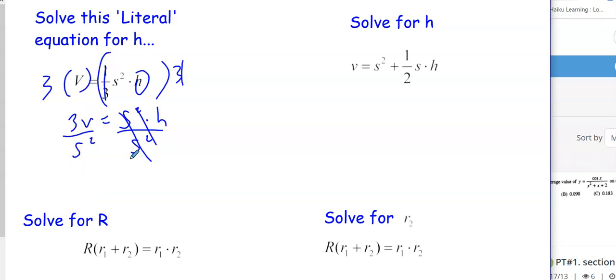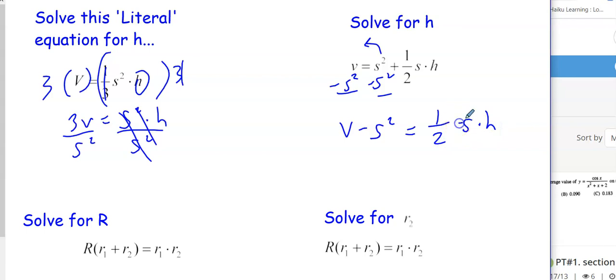So solve for h here. This one is pretty similar. I want to get that over to the other side first, so I might subtract s squared from both sides. Those don't play nicely together, so I'm just going to write it like this. Equals 1/2 s times h.